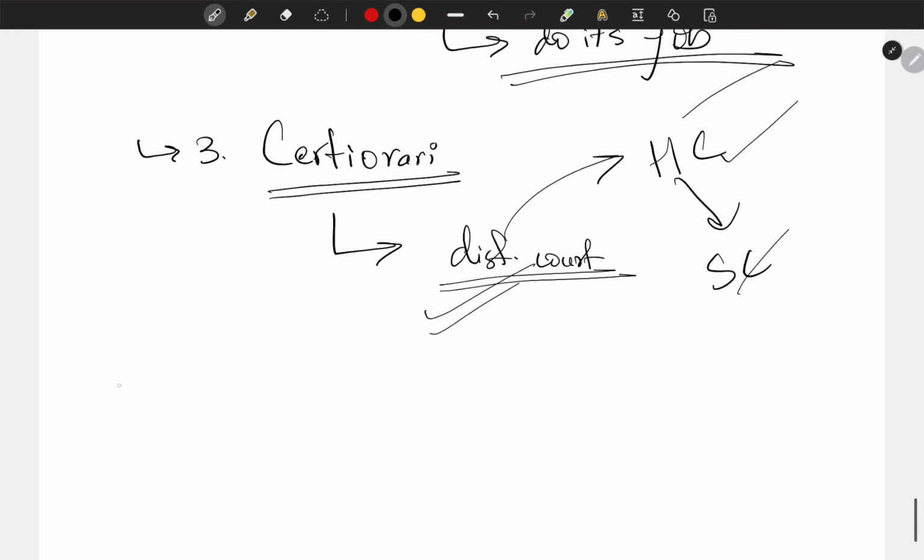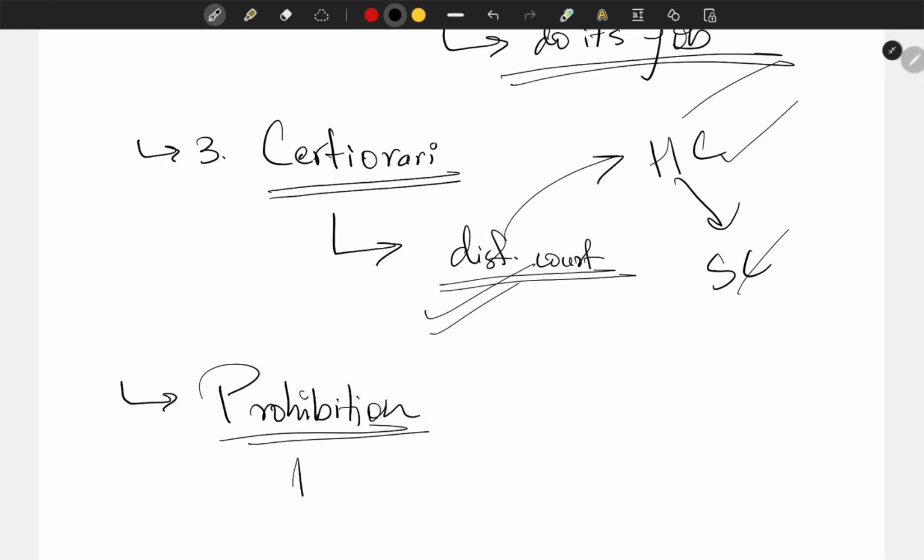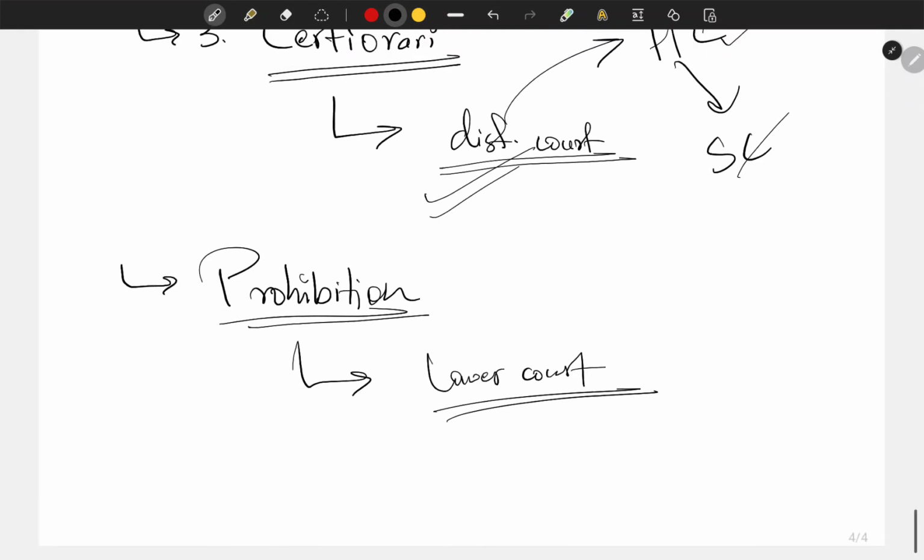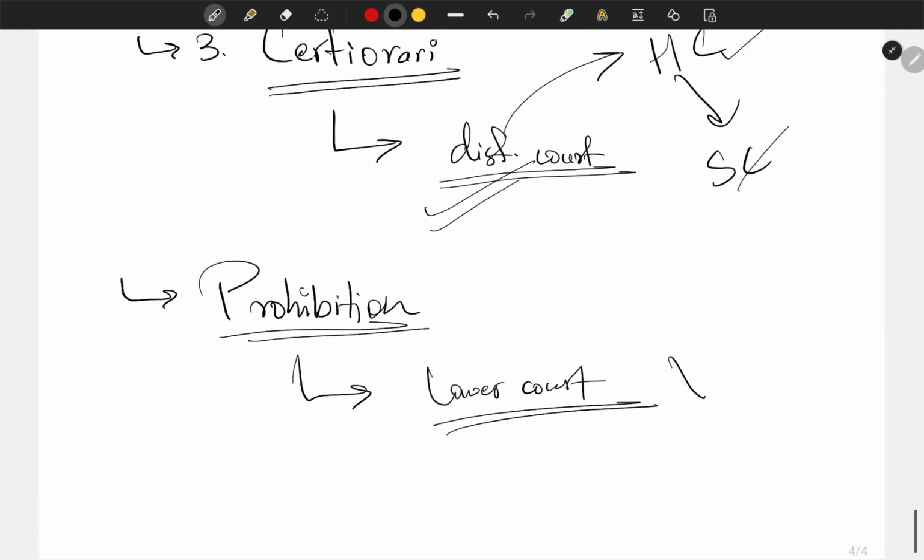All right. Then there is prohibition. So if a lower court, say, is taking up a case that is not under its jurisdiction, then the higher court can prohibit the lower court from taking up the case.